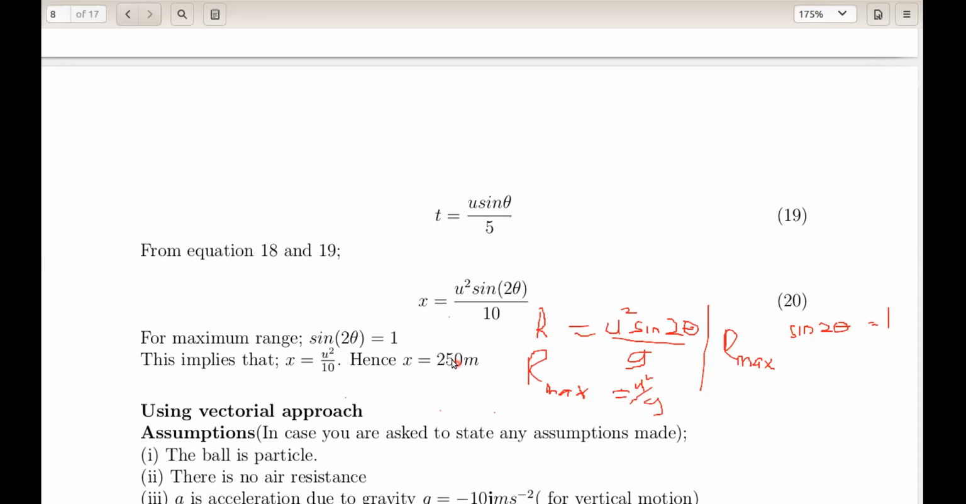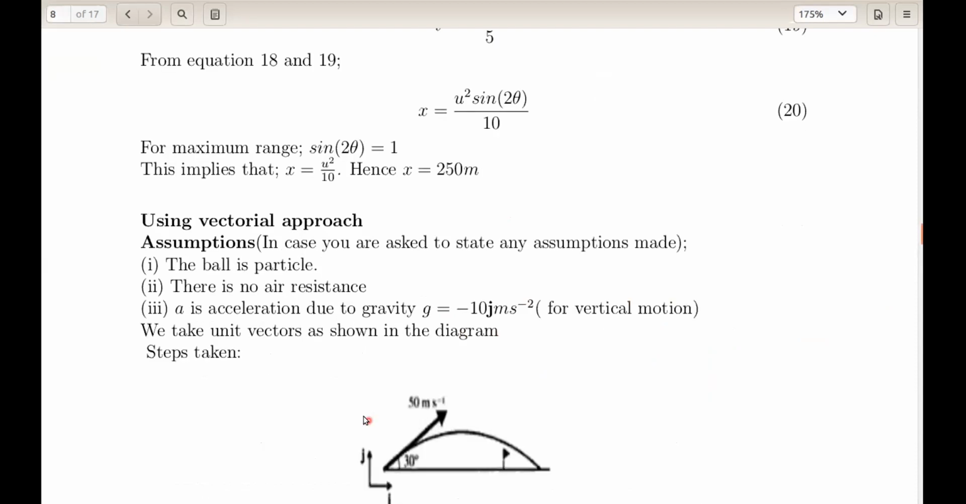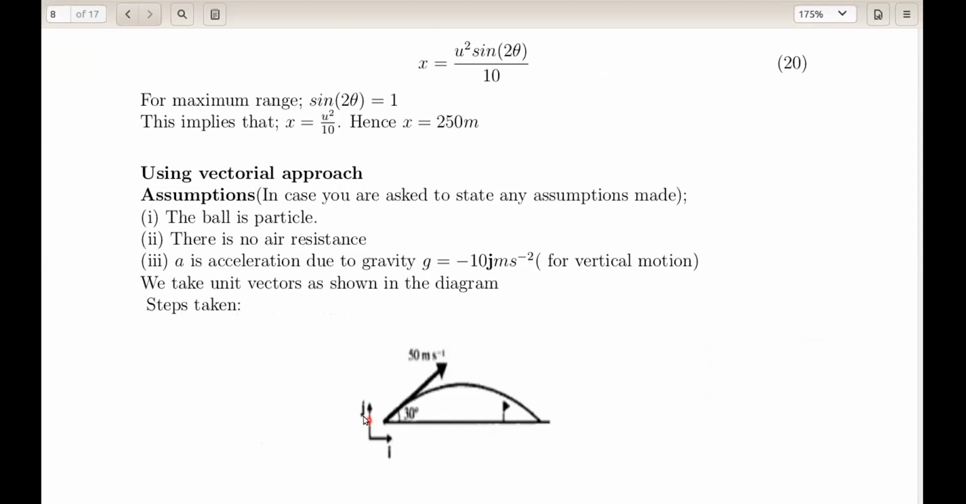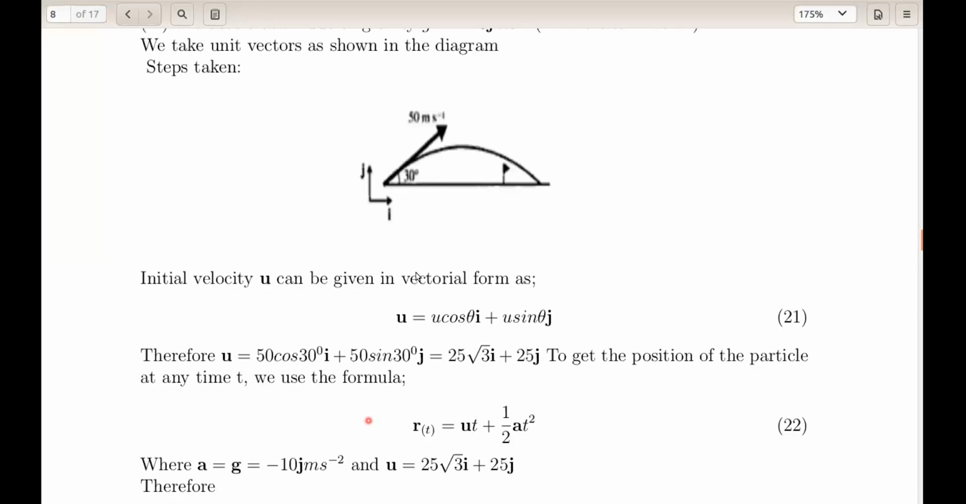Okay. What happens if we use a vectorial approach? Vectorial approach, the first thing that we do, you remember the first example that we looked at? We have our initial velocity that was 50, but the first thing that we do, we treat it as I and J. So we treat the components of this velocity in terms of I and J. If I have the velocity and I have the angle, I can get the corresponding component. So this would be the initial velocity in terms of I and J: U cos theta I plus U sine theta J. So when I substitute for U 50 and the angle, the initial velocity would be this in I and J. I guess that is okay.